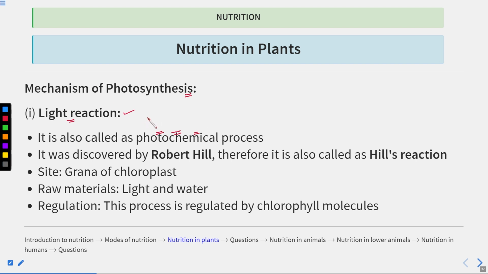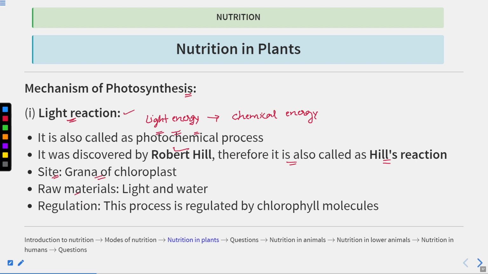So here what happens? The light energy is converted into what? Chemical energy. Light energy is converted into chemical energy. Now, the light reaction was discovered by Robert Hill, and therefore the light reaction is also known as Hill's reaction. Now, where does the light reaction take place? The light reaction takes place in the grana of the chloroplast.